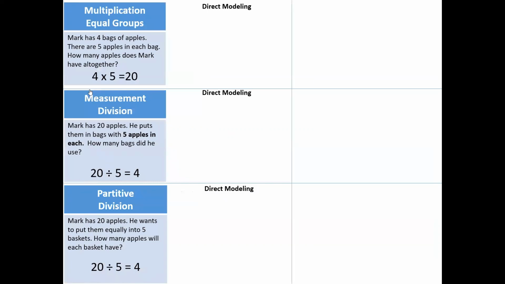So what we're going to go through now is, for every multiplication problem, a measurement division problem can be made and a partitive division problem can be made. And this is important because if you're going to develop the inverse relationship between multiplication and division, it needs to go through these progressions, okay? And so we'll go through multiplication and equal groups, measurement division, and partitive division. And then we'll take a look at what the direct modeling looks like, and then we'll look at the problem structure.